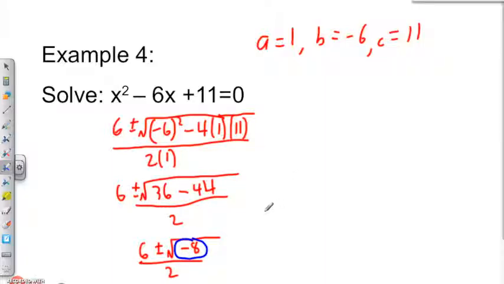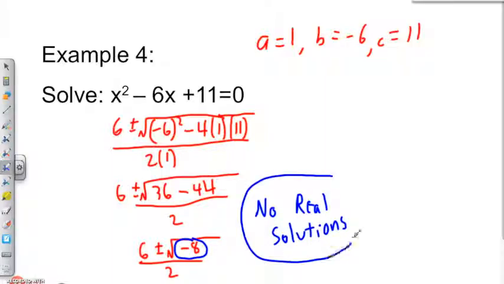So what we would say here, since we have a negative under the radical, is that we have no real solutions. We do have some imaginary and complex solutions, but like we said, we're not going to talk about that in this course, so we are for now just going to leave it as no real solutions.